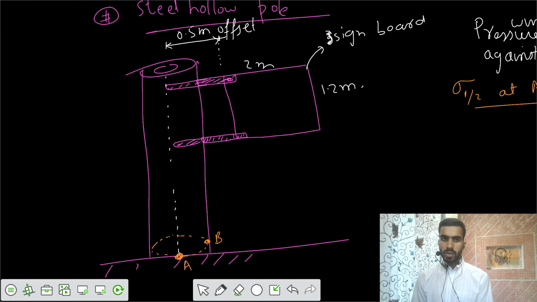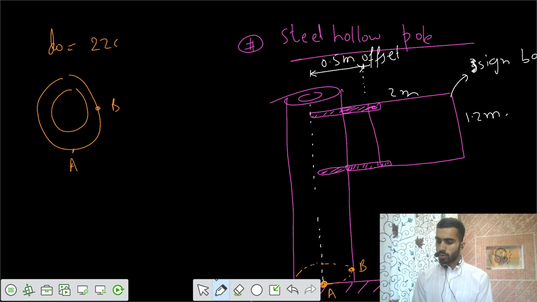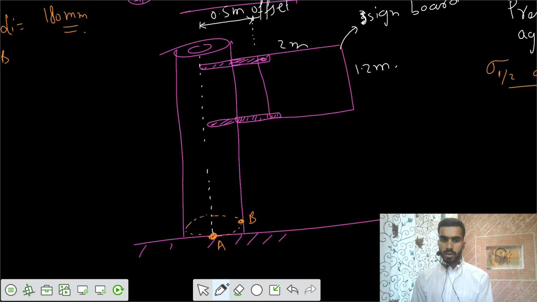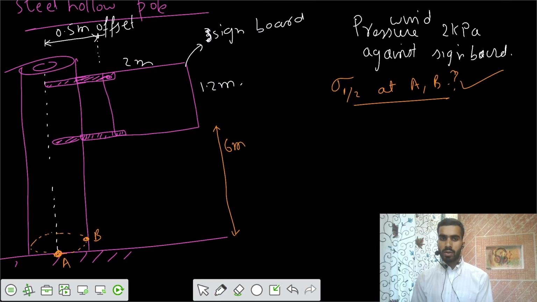So this is your hollow section, with point A here and point B here. The outer dimension D outer equals 220 millimeter and D inner is 180 millimeter, and the height of the signboard from the bottom is 6 meter. Let's call this direction X, this Y, and out of the plane Z. The wind pressure is acting along the Z direction.